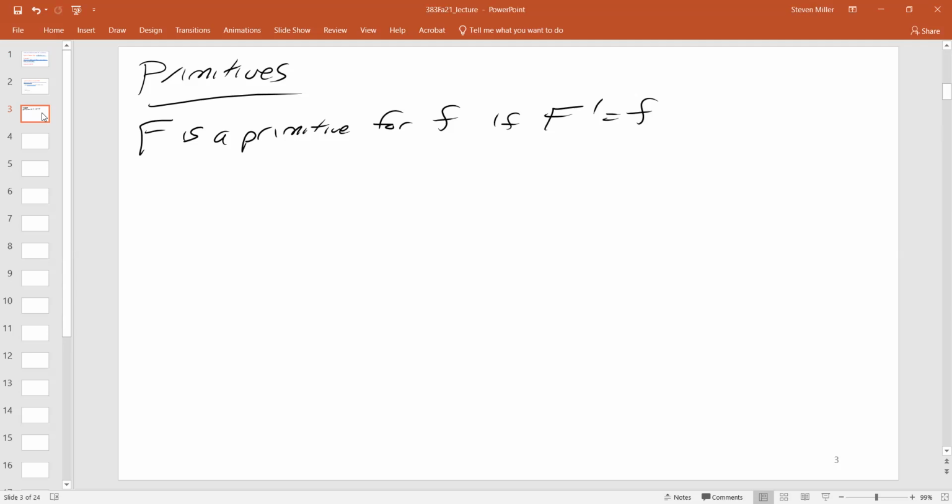So this is one of the big things in mathematics. You want to understand the difference between a and the. When you see the, you think that there's only one. This is a primitive. There is more than one. It is not unique. It is unique up to a constant.